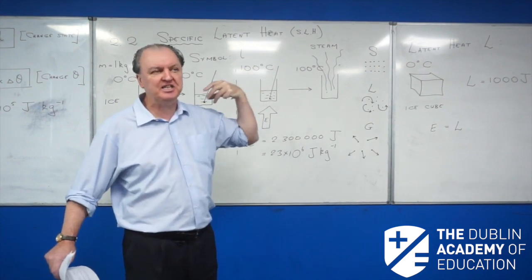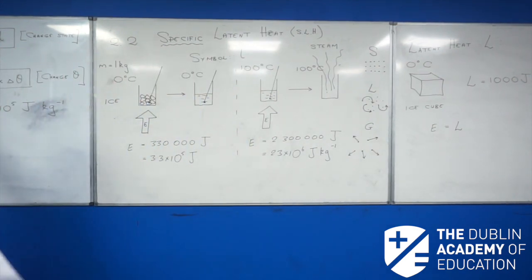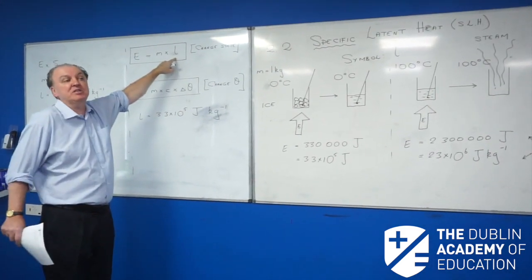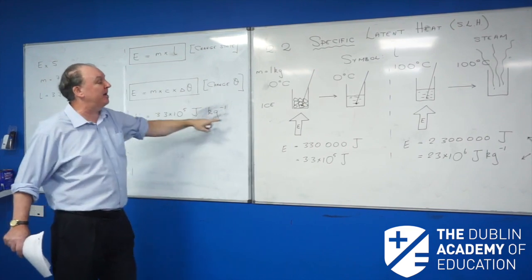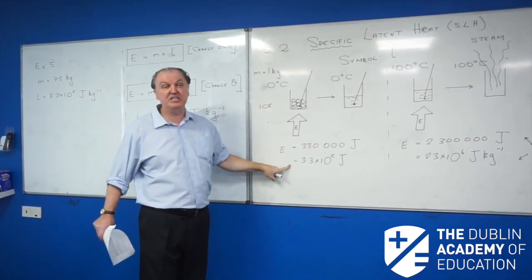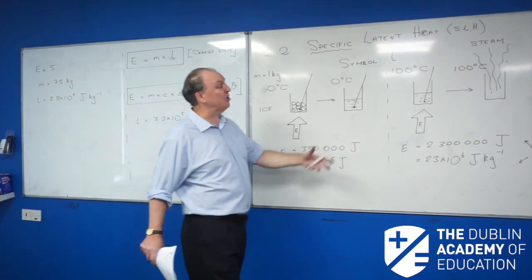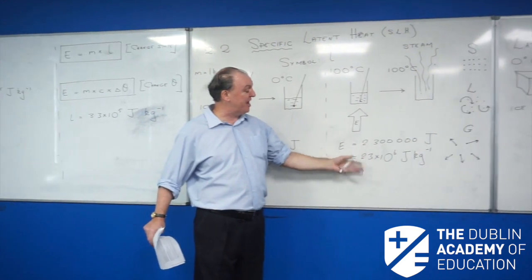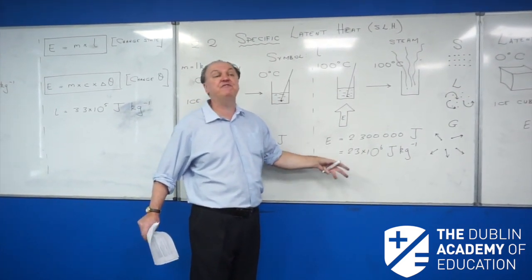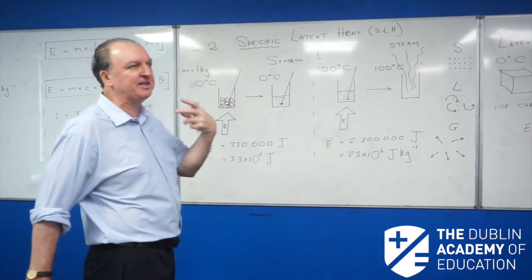I'm changing its state. And the formula for that is E is equal to ml, but you have to be careful. What change of state am I talking about? If you're talking about ice, then I'm going to use that value. That's called the latent heat of fusion of ice. And if I'm talking about steam, I'm going to use that value. That's called the specific latent heat of vaporization of steam. So we've got two values depending on what state we're talking about.